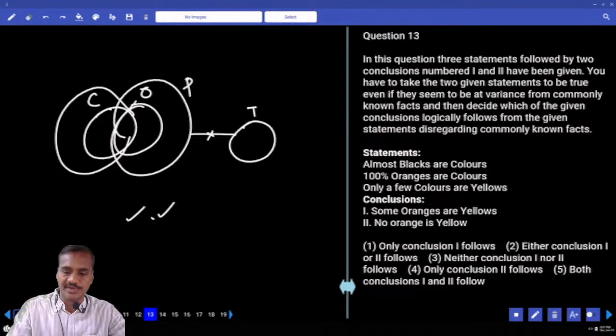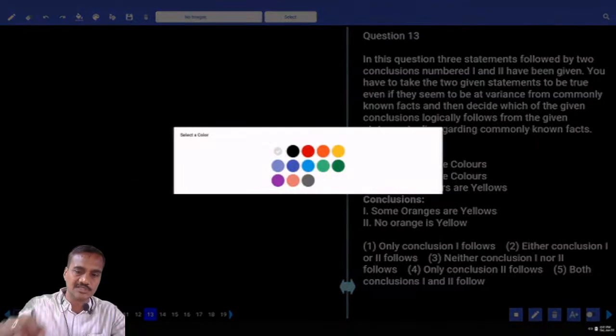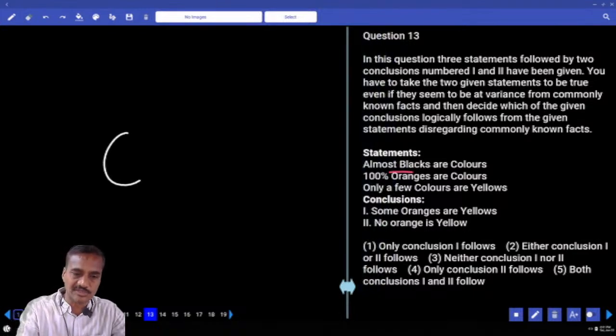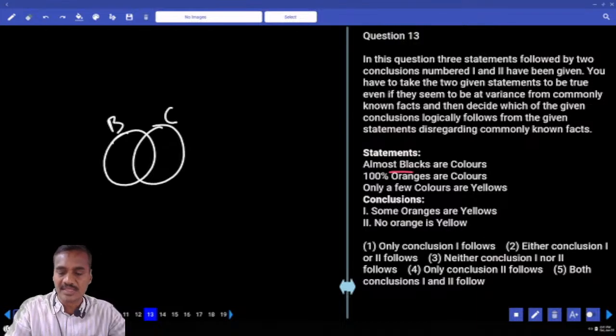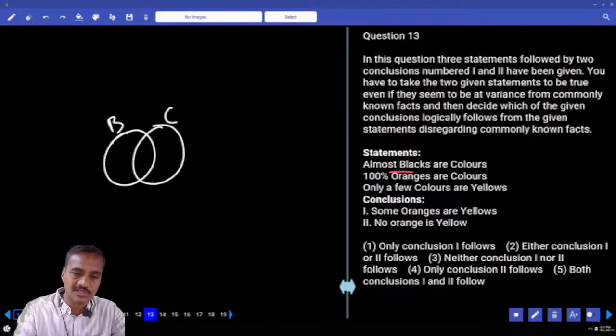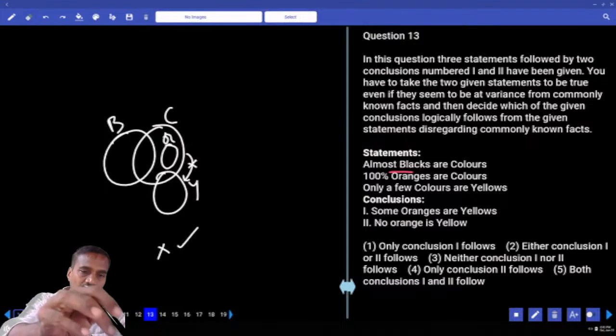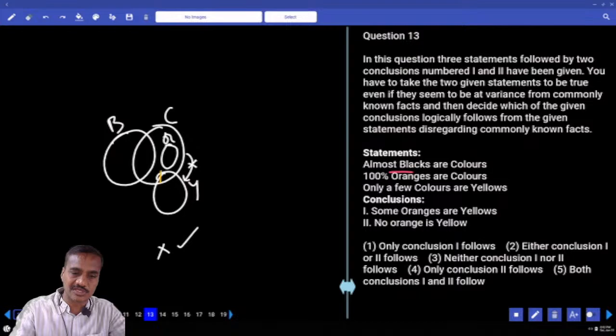Choice one. The next one, coming to 13. Now in this 13th one, almost means some. Almost is nothing but some. Some bikes are colors. Now these are the bikes that are colors, B and C. 100% oranges are colors: all oranges are colors. And only a few colors are yellows. Some colors are yellows but not all. Only some but not all. And some oranges are yellows, that is false. And no orange is yellow, definitely true. No orange is yellow, true. Some oranges are yellow.